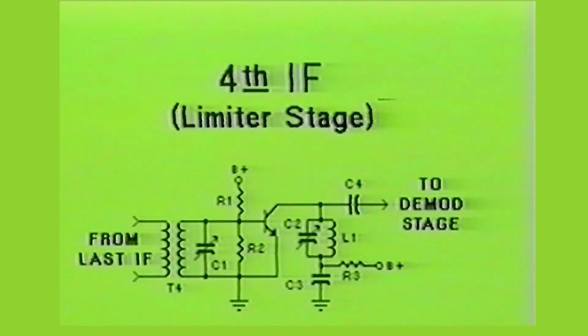To better illustrate the operation of the limiter stage, we will examine this simple single-stage limiter circuit. Bear in mind, though, the limiter circuit you will generally find in a typical FM receiver will be an integrated circuit, like the one previously shown to you. However, this circuit will give you an understanding of how the stage works.